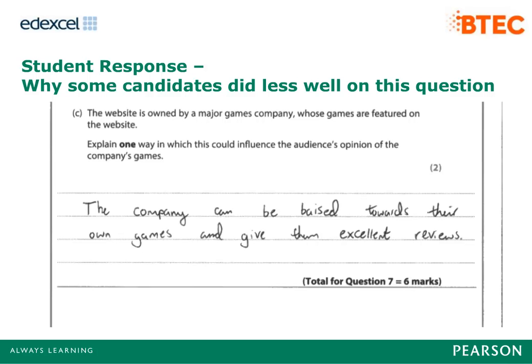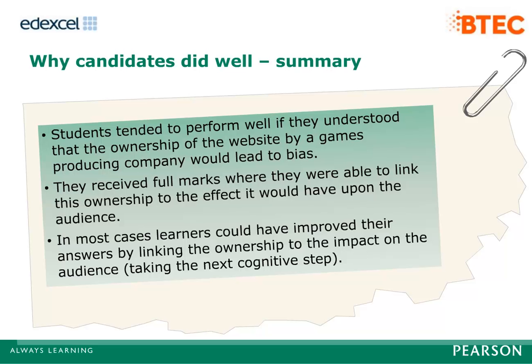This might seem harsh in the case of this particular response, as the learner has clearly understood how the company may use their privileged position of ownership of the website, but crucially, they have not linked this to the effect on the audience, which was what the question asked them to do. Learners who did well on this question were able to firstly identify the issue of ownership, and then link this to the impact on the audience and the games company.